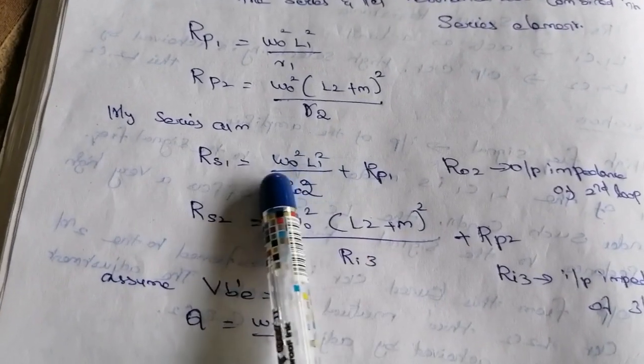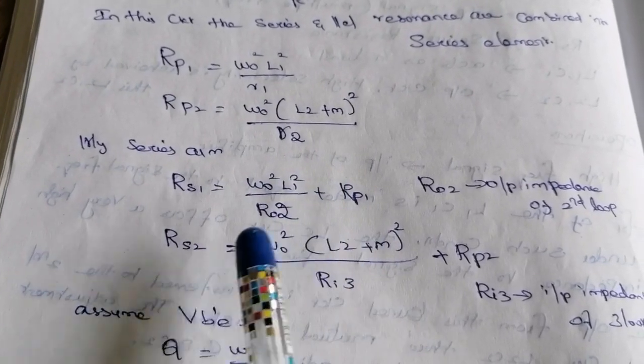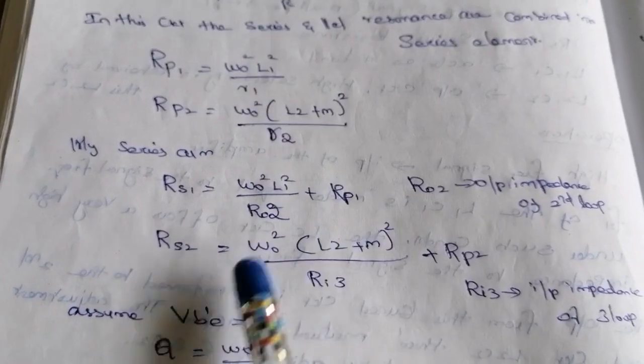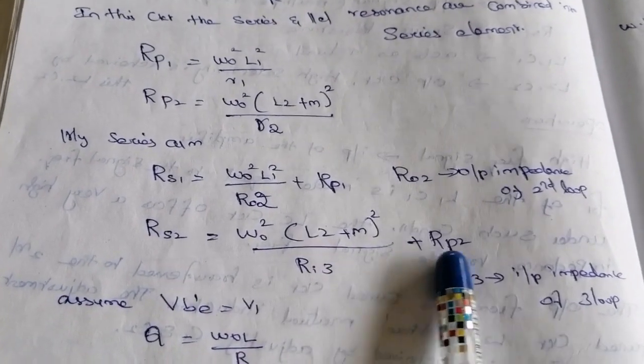Similarly in the series sum, Rs1 equals omega naught squared L1 squared divided by R1 plus Rp1, then Rs2 equals omega naught squared (L2 plus M) the whole squared divided by R2 plus Rp2.